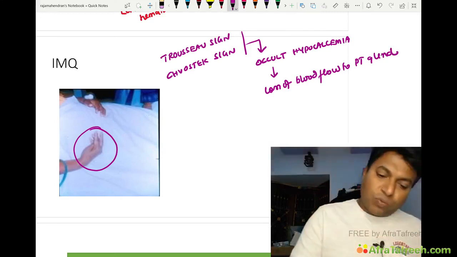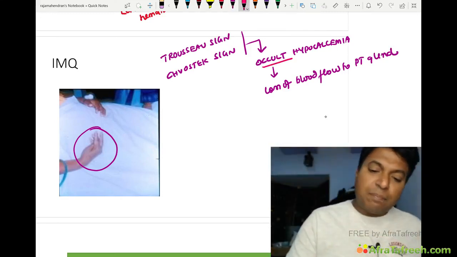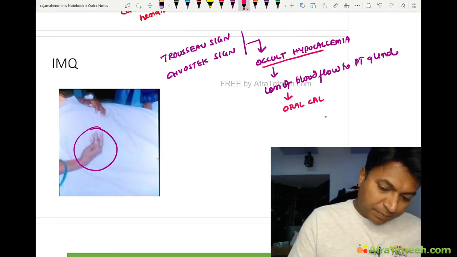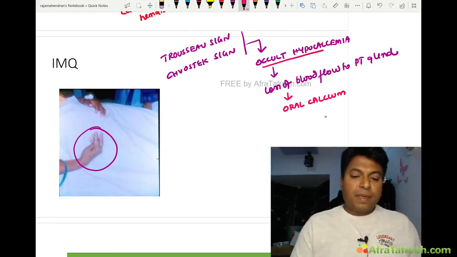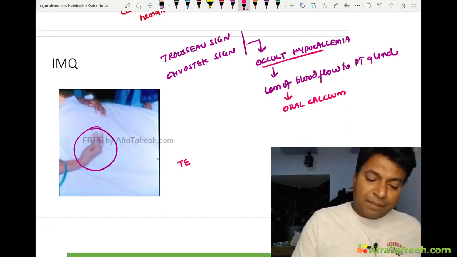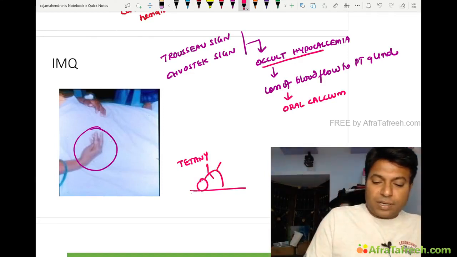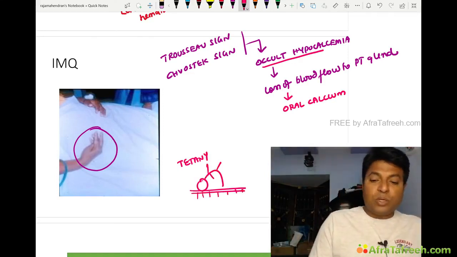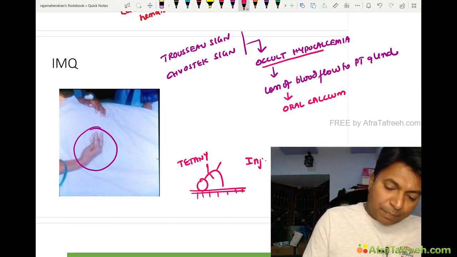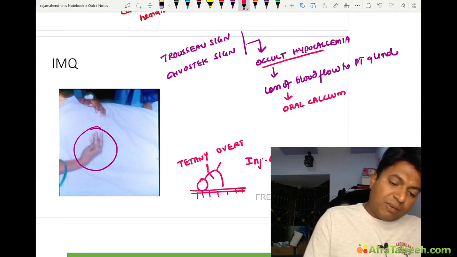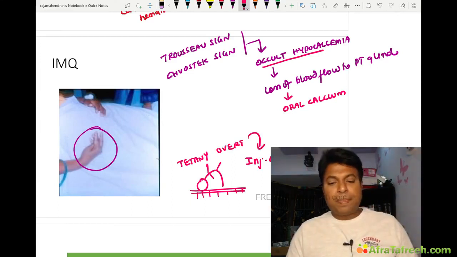When you read SWOTs, they say for occult hypocalcemia, oral calcium is enough. If the patient is having tetany, the patient will be lying in an opisthotonus position in the ward. You have to give injection calcium. So overt cases need injection calcium gluconate. Occult cases, oral calcium gluconate is enough.